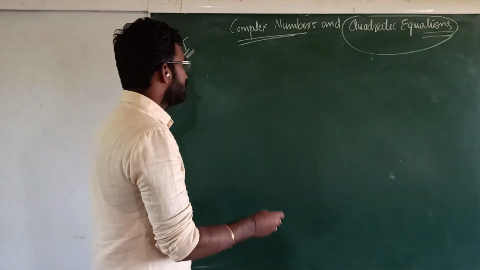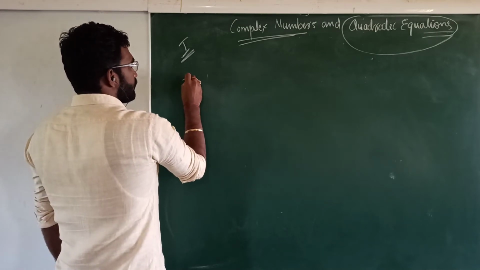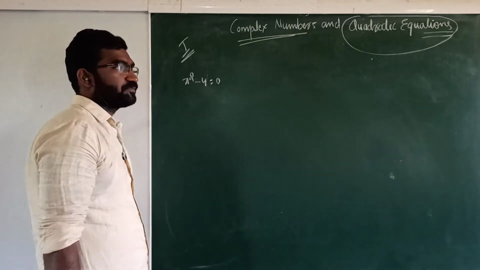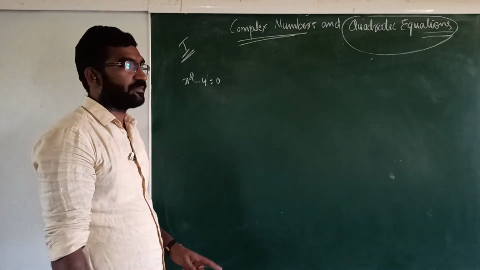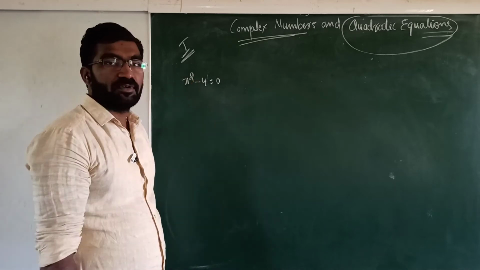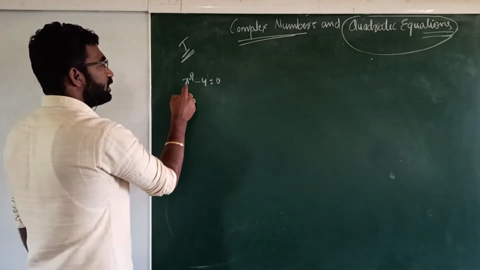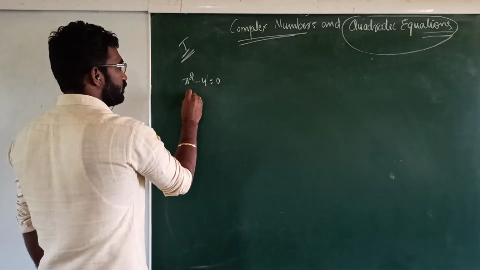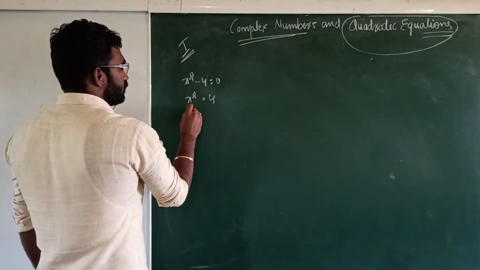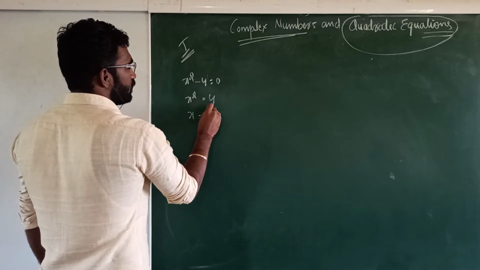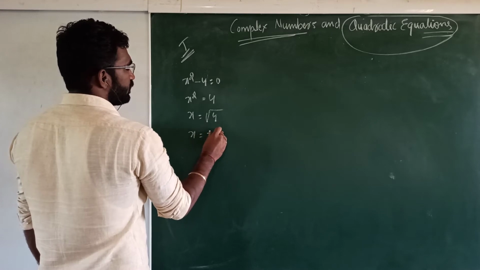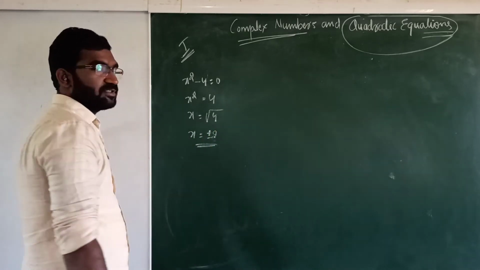Simple. If you have the equation x square minus 4 is equal to 0, it is a quadratic equation. Why? Because the power of x is 2, therefore it is a quadratic equation. Now I am interested to find the x value, therefore x square is equal to 4. Therefore x is equal to under root of 4, therefore x is equal to plus or minus 2. So how it comes, you know it.